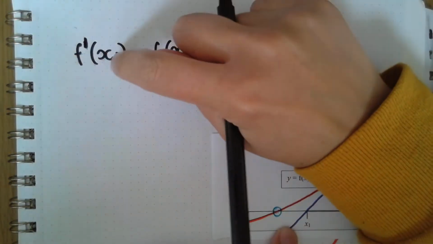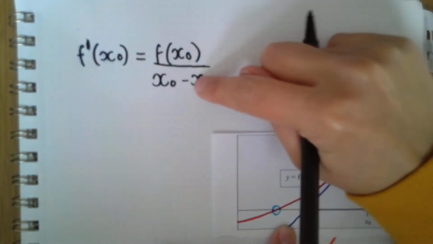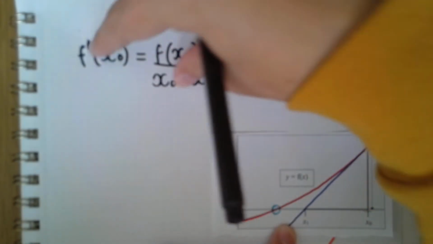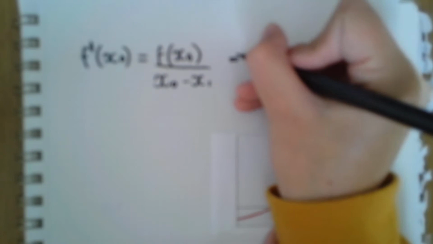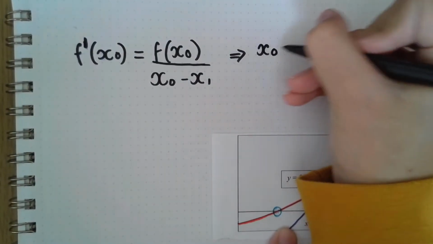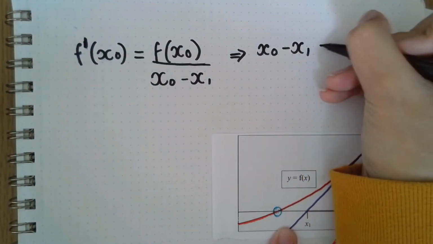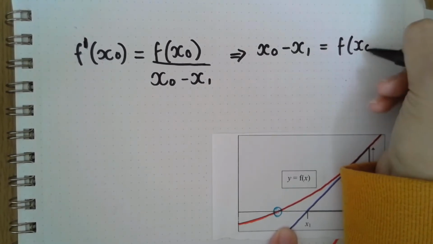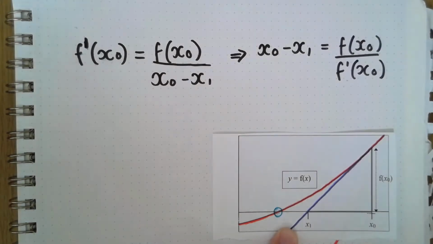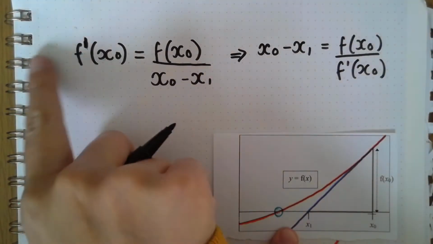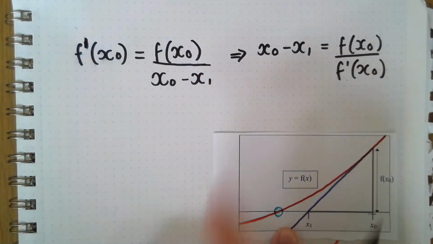So I can divide by f prime and multiply by x0 take x1, so they swap places. I end up with x0 take x1 equals f of x0 over f prime of x0. These two have just swapped places.